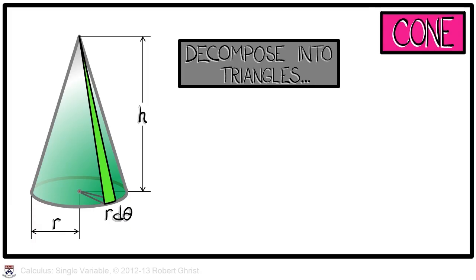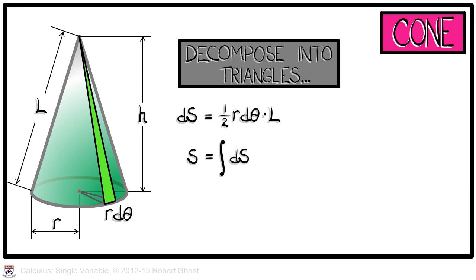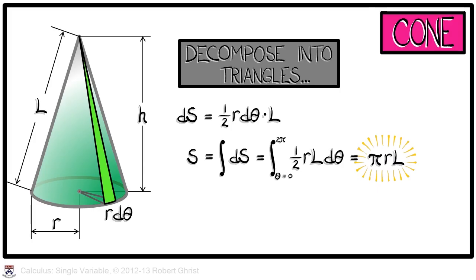What is the height? Not h, but rather L, the slant length of this cone. Although expressible in terms of r and h, let's just use L. So, our surface area element is 1/2 the base, r d theta, times the height, L. Integrating to obtain the surface area, we get the integral from 0 to 2 pi of 1/2 r L d theta. That is simply pi r L. That part is easy enough.